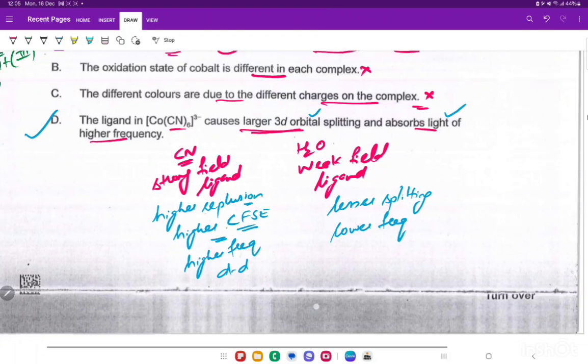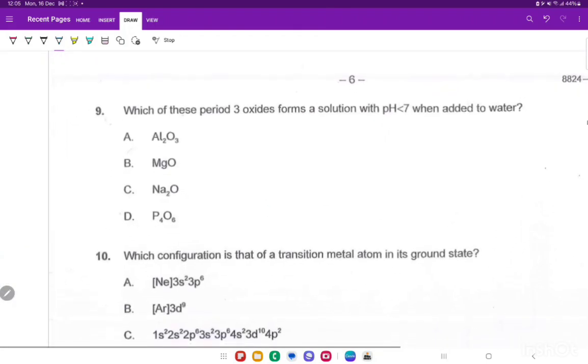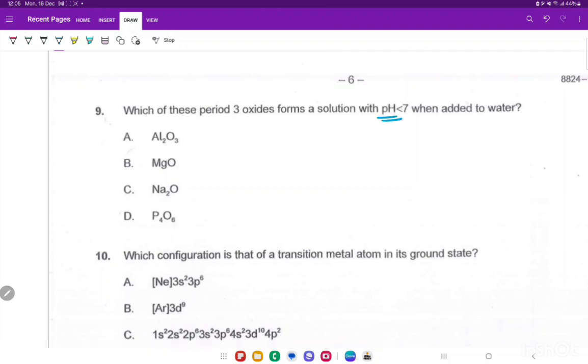Next question, question number 9. Which of these period 3 oxides form a solution with pH less than 7? I want pH less than 7. It means it should be acidic in nature. This shows pH less than 7 when added to water. So these oxides should be acidic in nature.